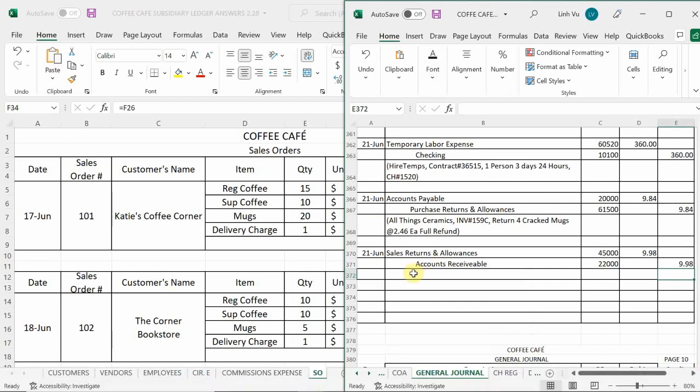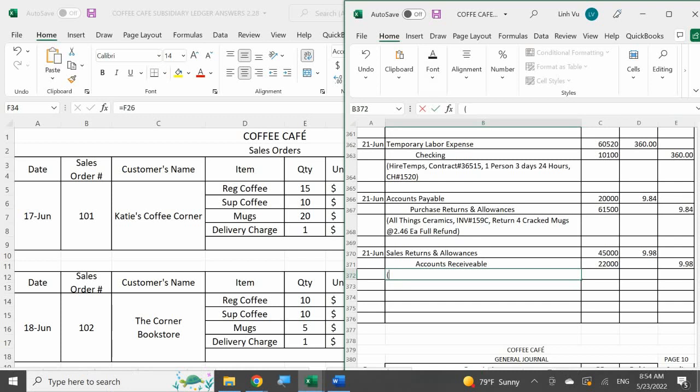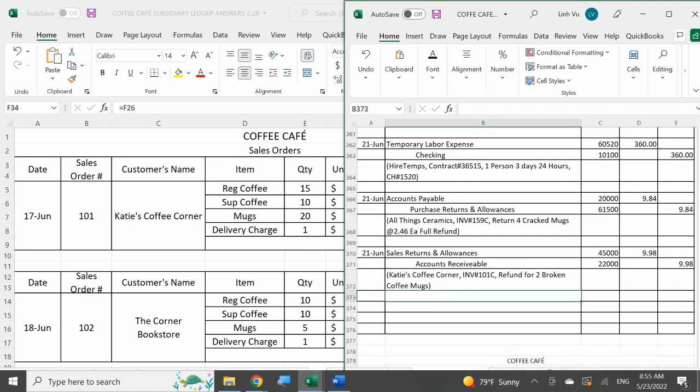Now in this case, we know exactly who, right? We're going to issue Katie's Coffee Corner a refund. We're going to apply the refund to her invoice 101C, C for credit. Okay, and what are we doing? We're issuing her a refund for 2 broken coffee mugs.